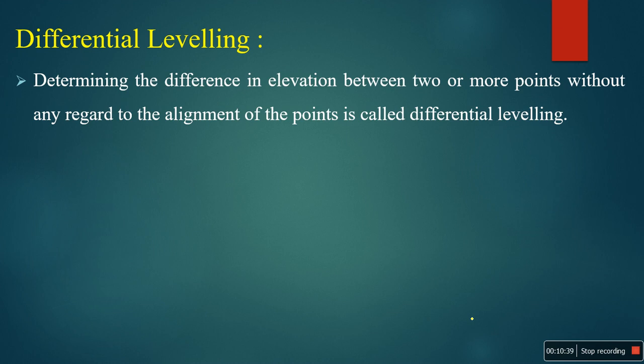Here the starting point and end point of the surveying stations will be far away, so with only one setup of the instrument it is not possible to collect the data from the starting point to the end point. So in that condition, depending on the ground condition, we have to use a number of instrument stations. It is not possible here to use only one setup of the leveling instrument. Then it is called differential leveling.